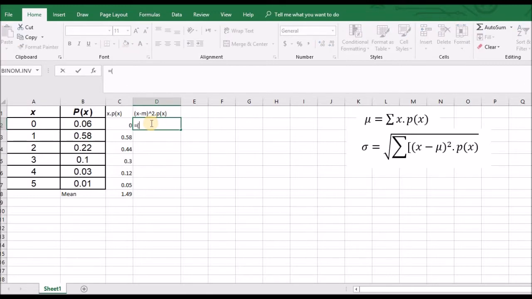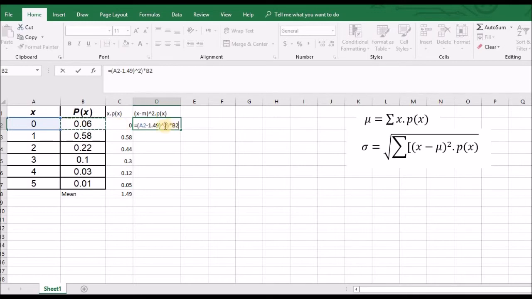So that is parentheses. And then what is the first value of x? That is 0 minus mu. I either could write it as a number or I could click on the cell and lock it. If you are in doubt, just write it as a number. And then I'm going to raise this to the second power, and eventually I'm going to multiply it with p of x. So times p of x, the first value of p of x is this value right here, so I'm going to click on that cell.